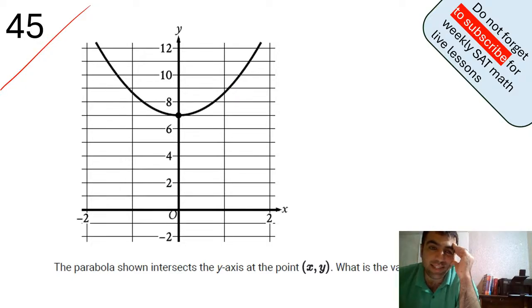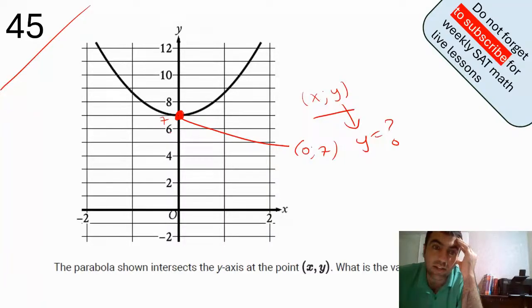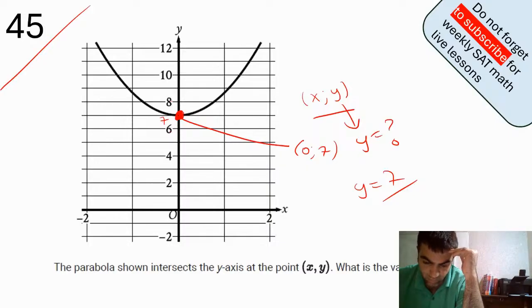The parabola shown intersects the y-axis at the point (0, y). What's the value of y? The y-intercept is this. What's the value of y? No, it is not 8, Mr. Sahib. Shahin, it is not 8. This point is (0, 7), right? 6, 7, 8. The answer is 7, guys. Okay. You are right, Shahin.